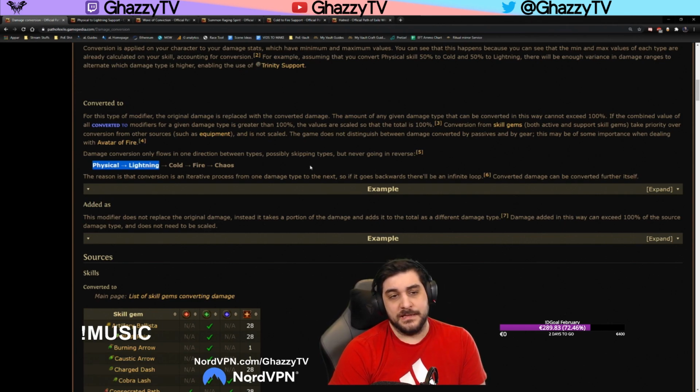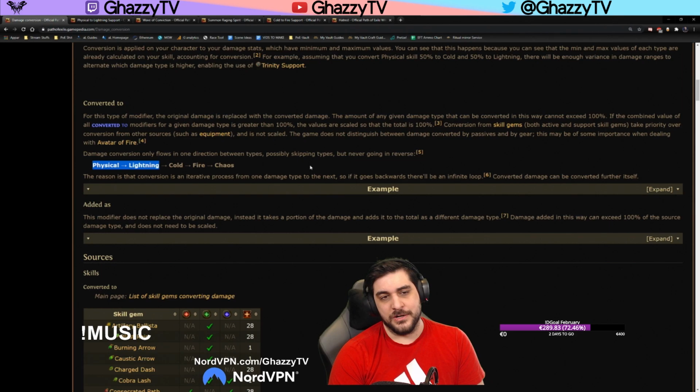But if you scale 100% physical to lightning and 50% of physical into cold, what will happen in this case is that it will take that 150% and treat it as the new baseline of 100%, which means that 100% of the conversion is instead two thirds. So two thirds of the damage becomes lightning and one third becomes cold damage. So it basically layers itself. You can bring up a higher than 100% conversion, and then it's going to be split among those things.